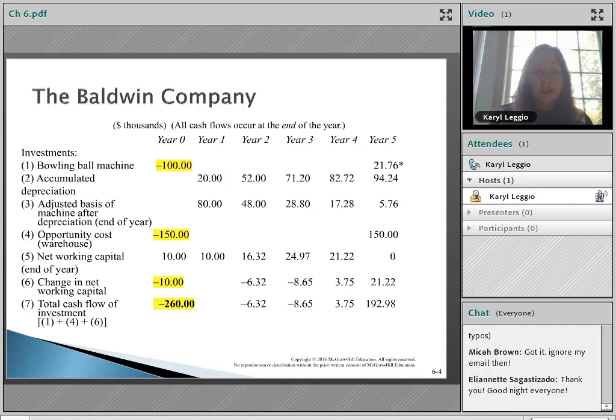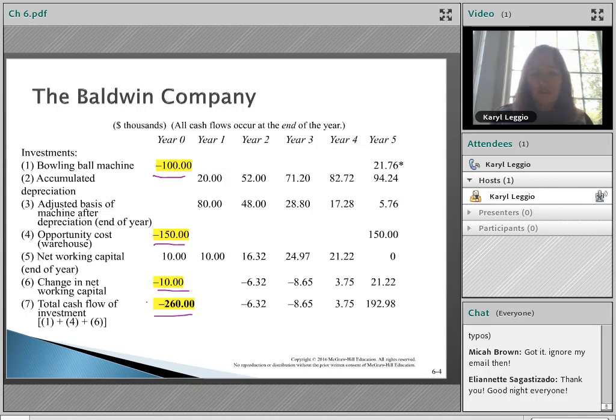So first, we're going to focus on the initial outlay. So when we do NPV problems, we have an initial cost and then some positive cash flows. So what is that initial cost? Well, it's not the marketing cost because the marketing cost is sunk. That's no part of this project. It's the $100,000 for the machine. It's the $150,000 opportunity cost for the warehouse. It's the $10,000 growth in net working capital for a total initial cost of $260,000.